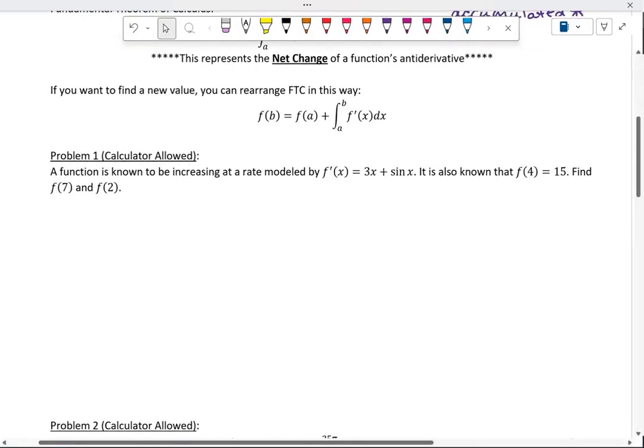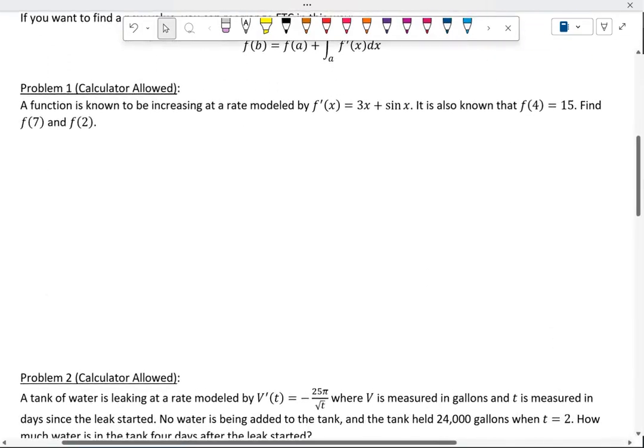All right, so let's go ahead and look at problem number 1. This is Calc Aloud, so have those available and ready to go. A function is known to be increasing at a rate modeled by f prime of x equals 3x plus sine x. It is also known that f of 4 equals 15. There's our starting point. They want us to find f of 7 and f of 2.